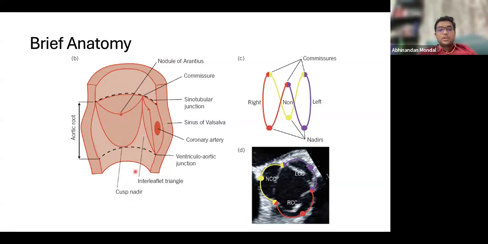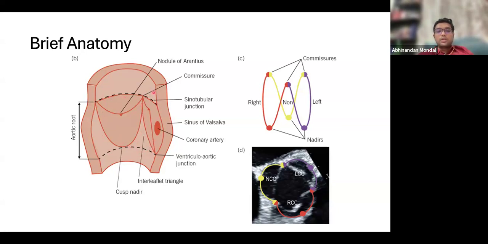It's better to say cusp. So what is the aortic root? It starts from your ventriculo-aortic junction and it ends at your sinotubular junction, and it encompasses your aortic valve leaflet, and also your sinus of Valsalva and interleaflet triangle that you can see. But always remember, the interleaflet triangle is the triangular tissue towards the ventricular side of your aortic valve. It is actually a part of your LVOT. So this crown-like attachment forms a three-cusp arrangement of your aortic valve.